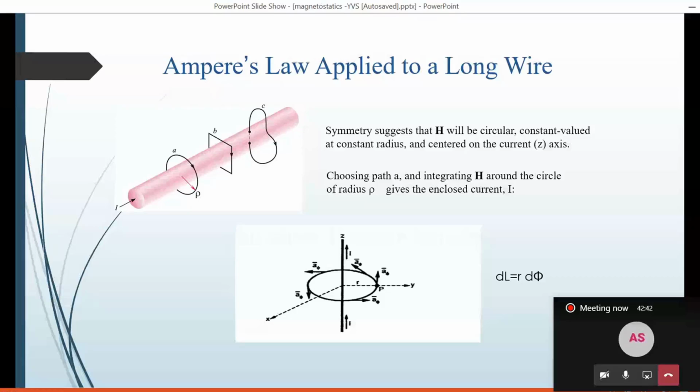See here in this figure, the first application starts here. Symmetry suggests that H will be circular, of constant value at constant radius, and centered on the current axis. The only requirement to apply Ampere's law is that the path should be closed and should enclose the conductor. Then only I can say that it is equal to the current. The path should completely enclose the current carrying conductor.